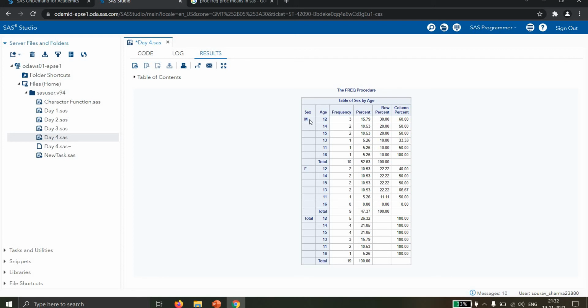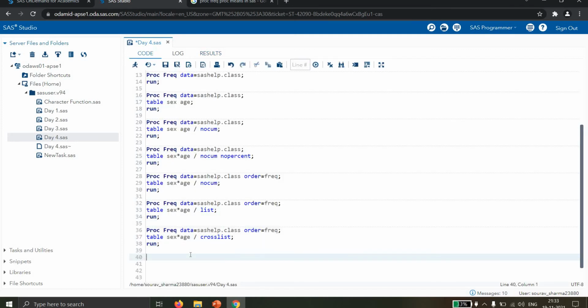First it gives the male, and for male the total is 10. This is the age by frequency. Then we have female, and then the total. For the total we have the count. So this is called the cross list, and this is called the two-way frequency. We are doing all of this as a two-way frequency.